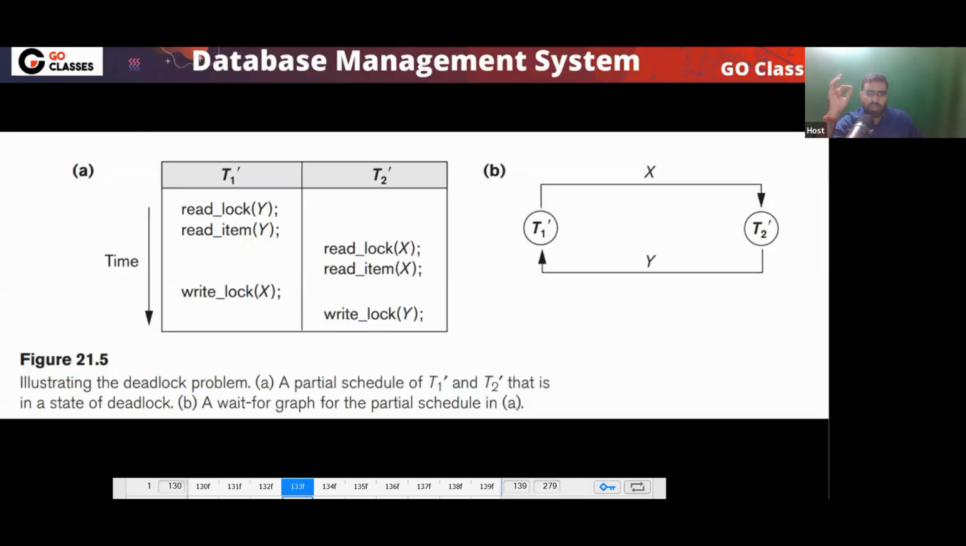Like here, you can notice there is a deadlock. T1' is waiting for T2' and T2' is waiting for T1'. T1' wants a write lock on X, but this lock is taken by T2', which has the read lock. So T1 has to wait for T2. And T2 wants a write lock on Y, but T1 has the read lock on Y. So T2 has to wait for T1. So this is another possibility. Very simple, you can see that this is the deadlock.